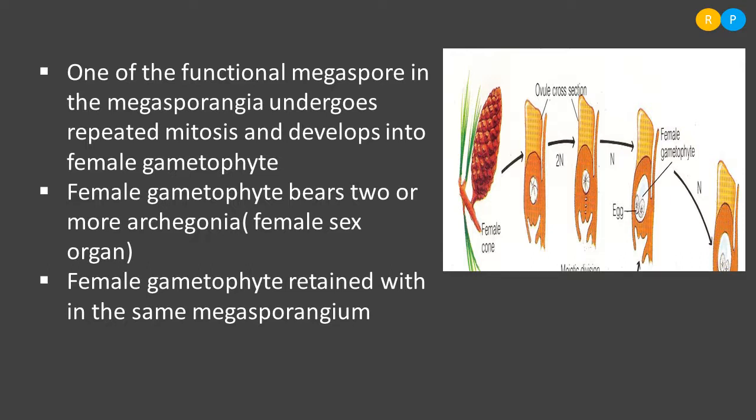Understood? In our last slide we studied the formation of pollen grain. In this class we have studied how the formation of the female gamete takes place within the female gametophyte.